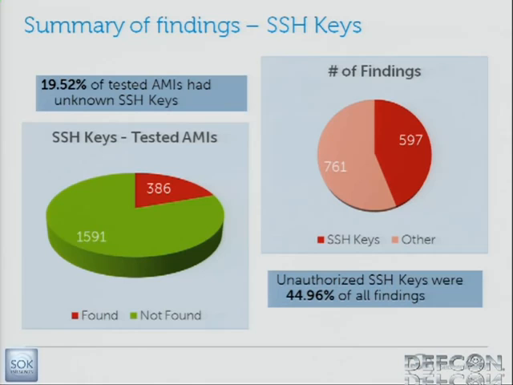So 19.52% of the AMIs we tested, nearly 20%, had an unknown authorized key file. So, by that statistic, if you randomly launched 5 public AMIs, there's a good chance that somebody else has access to one of them. This represented 44.96% of our findings. So it's far and away the most prevalent problem that we've encountered.